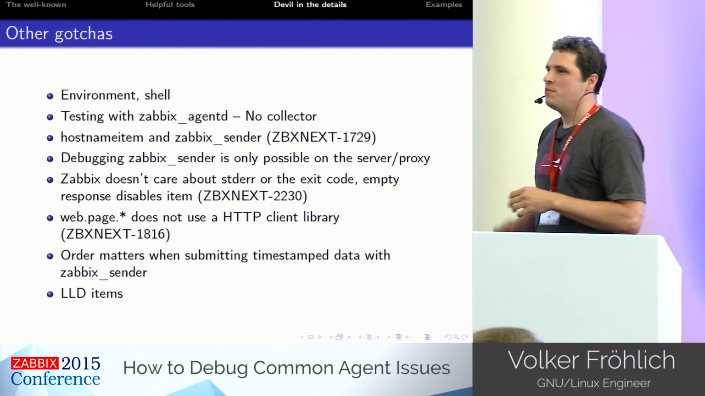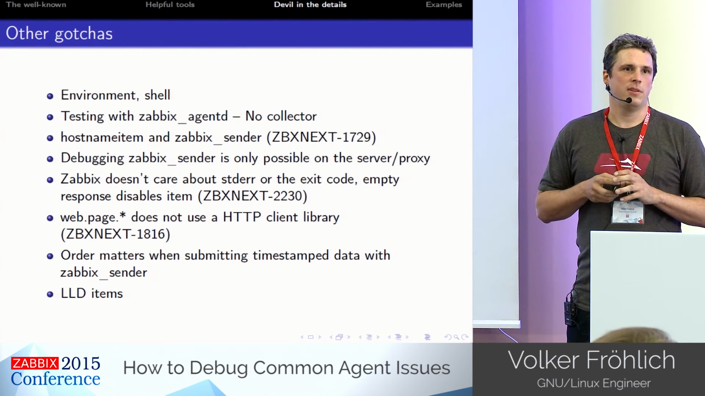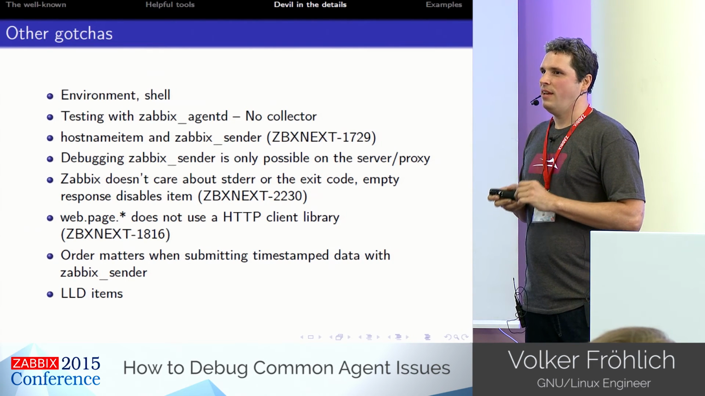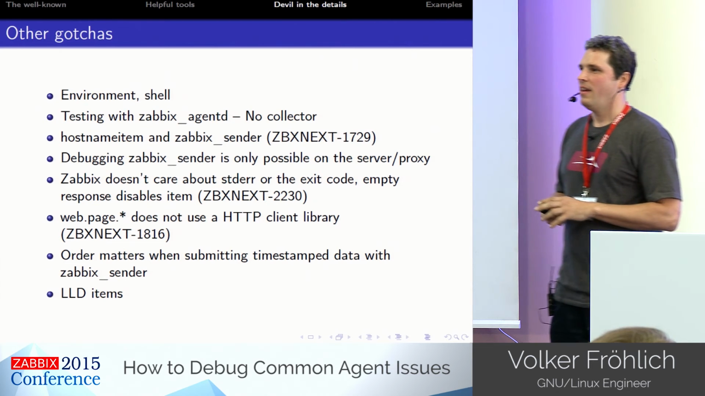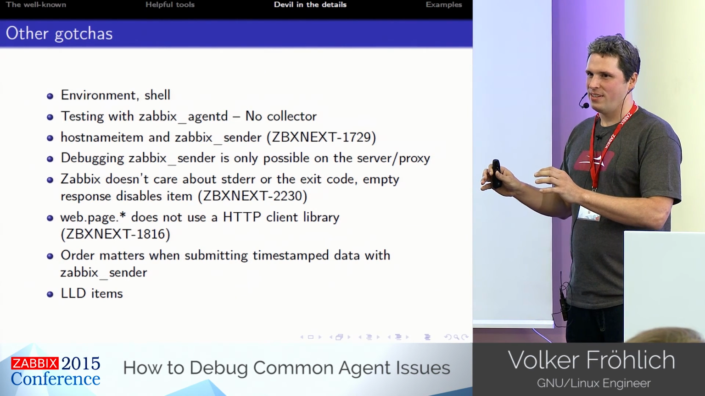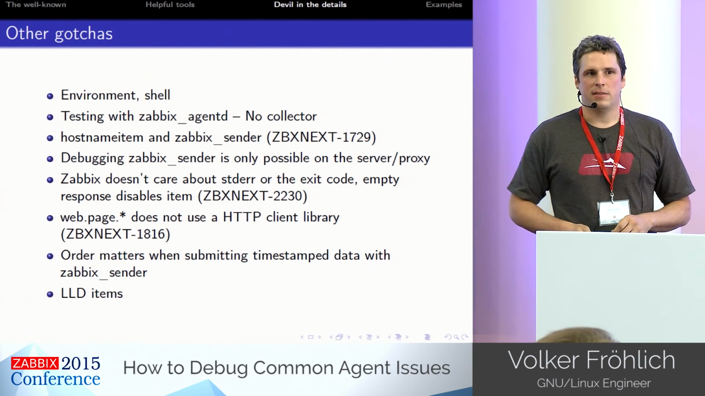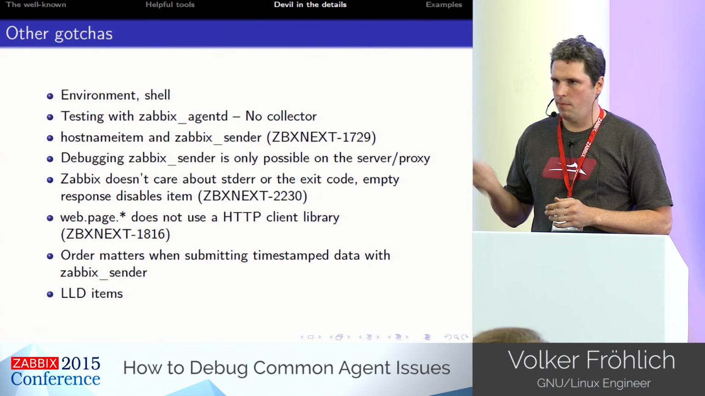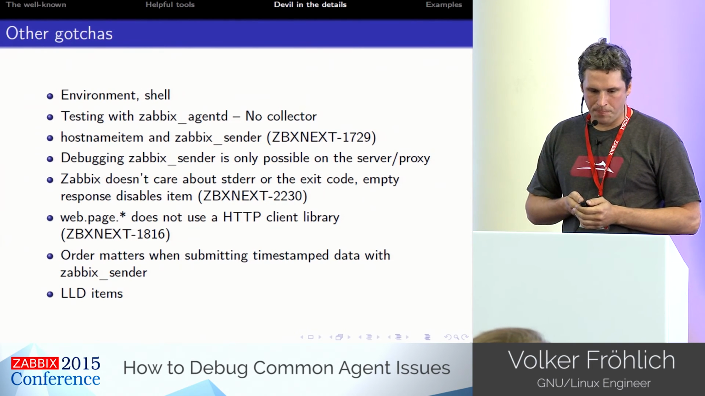Has anybody ever used web.page items, those HTTP checks items the agent offers? If you expect that it has a proper HTTP library in the background, you are wrong. The only thing it ever expects is a 200 response. No forwarding, no TLS whatsoever. I think it's not particularly well documented for this item. And for your convenience, those are the ticket numbers on the various cases.